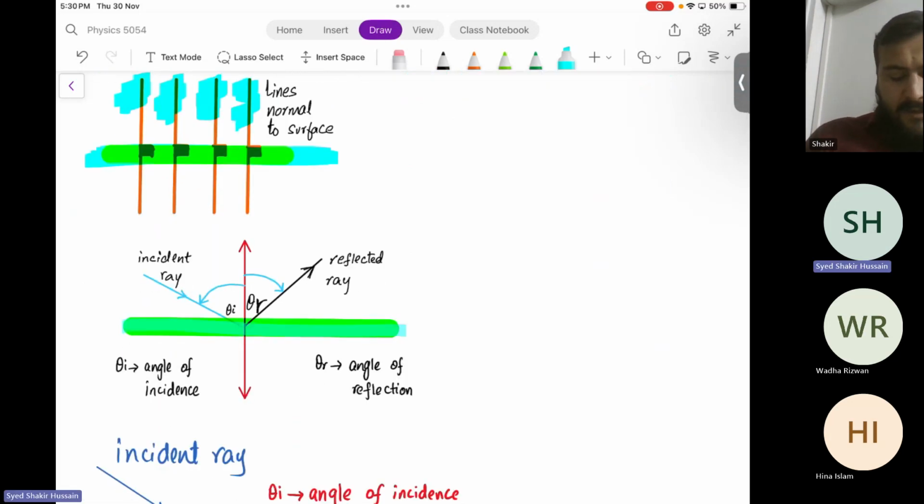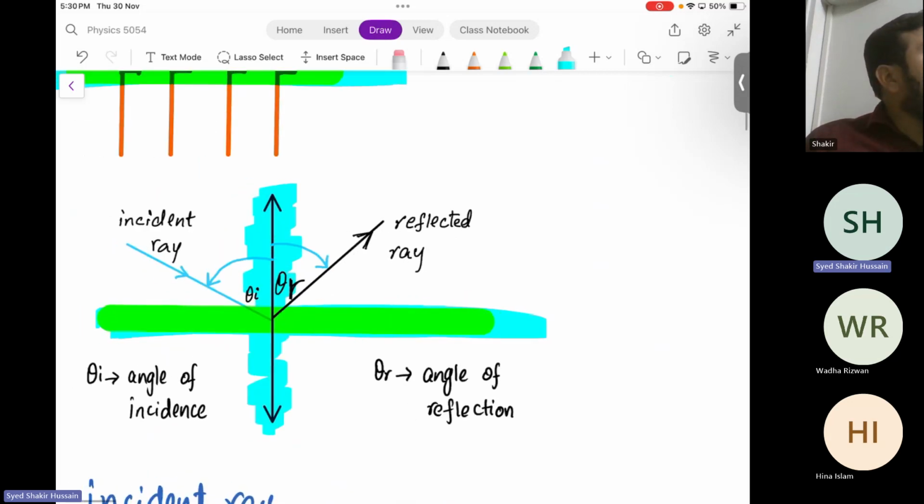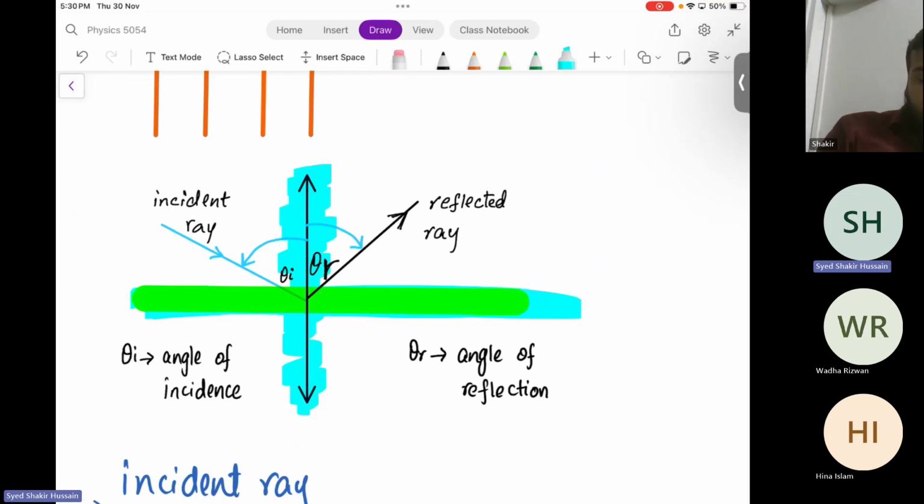If you have this green surface once again over here, you make a line yourself, just trace a normal line, a line that's 90 degrees to the surface, and then you strike a light ray. This light ray is known to be the incident ray, because it's striking the surface, and the incident ray is the ray that's striking the surface. This light ray, after striking the surface, will bounce back. So this is the reflected ray.